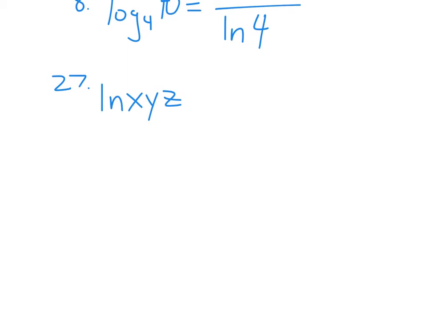So which property are we using? Product property. So how can I rewrite this one? Well, there's one, and then x, no, that doesn't help. Never mind. I can do x plus y plus z, but that doesn't do anything to help. So it equals ln x plus ln y plus ln z.